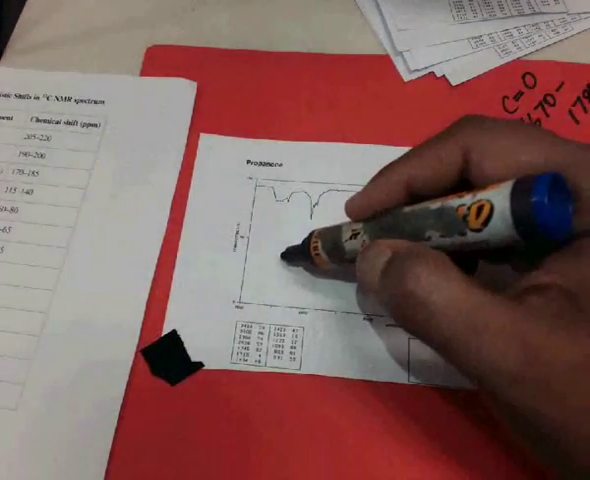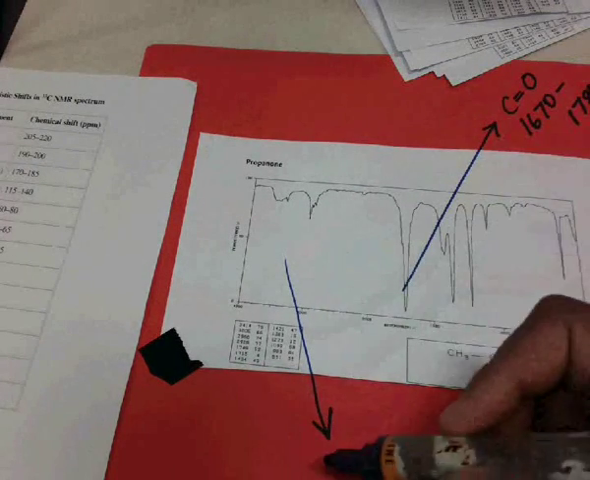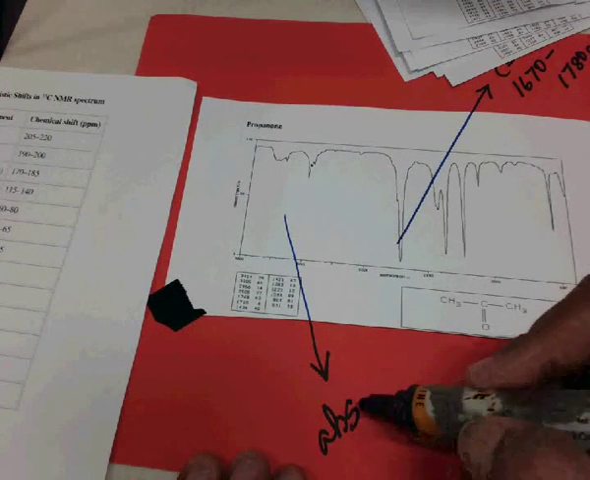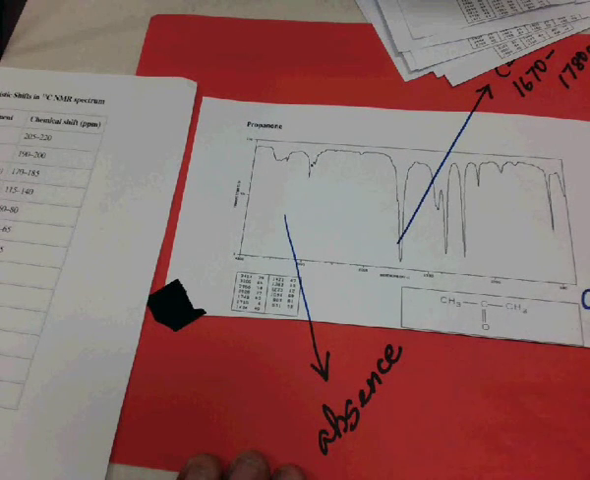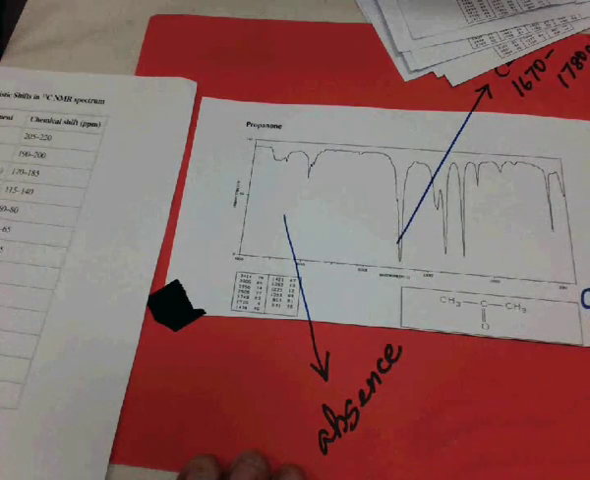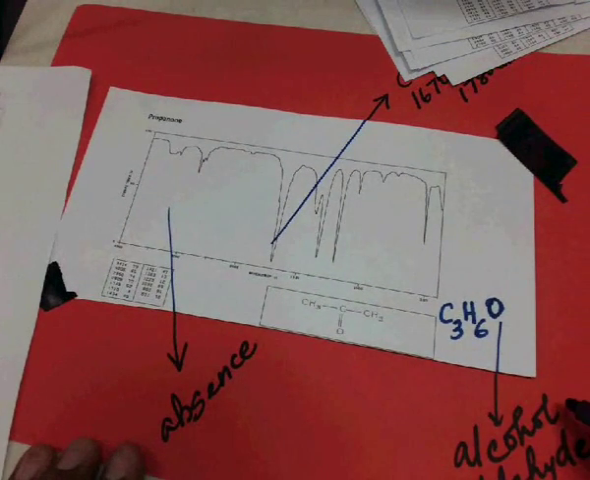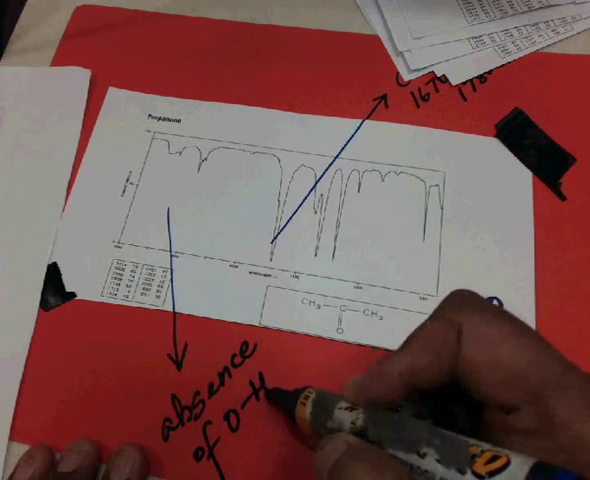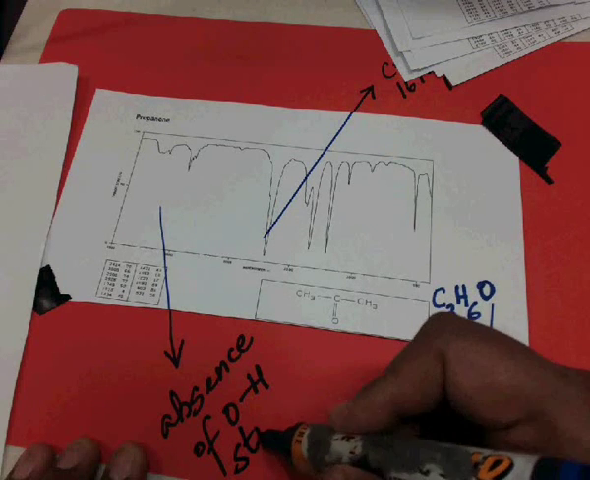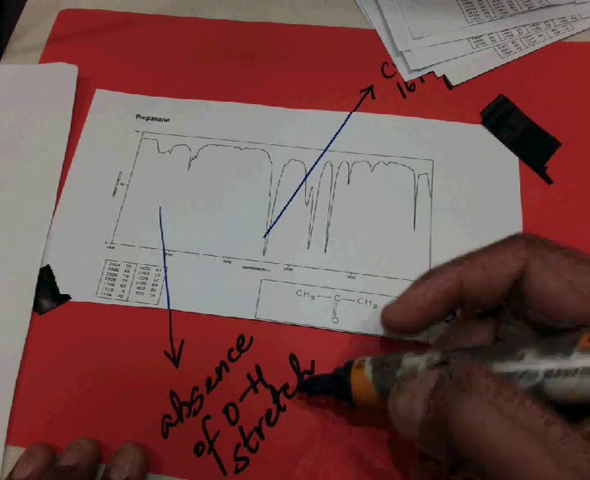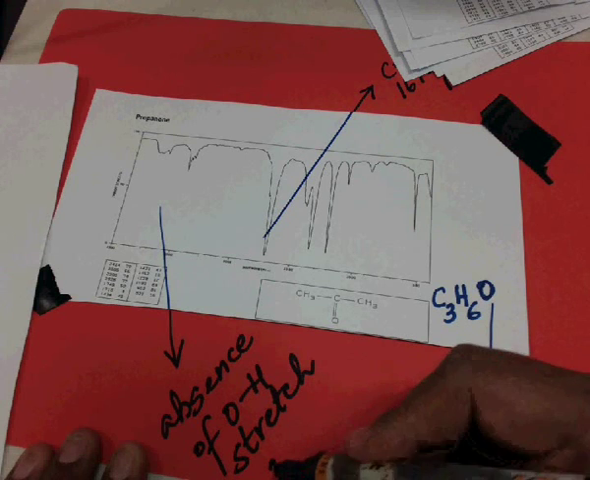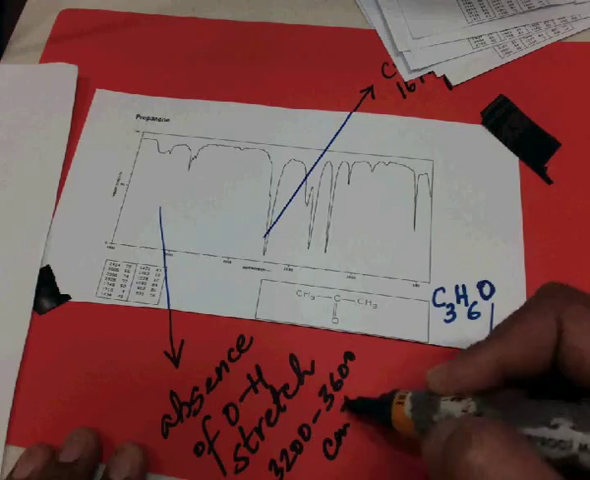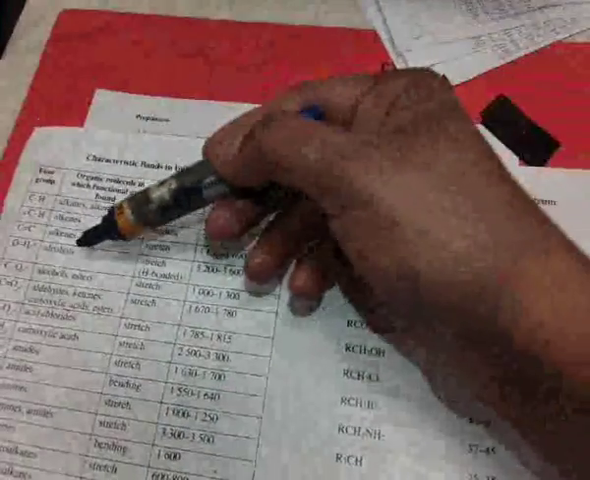And the other one I would say is I need to talk about peaks that are absent and peaks that are present. So I will say, because I need to justify that it's not an alcohol, there is the absence of the OH stretch between 3200 and 3600 per centimeter, and I get that from the data sheet, so just copy that there.